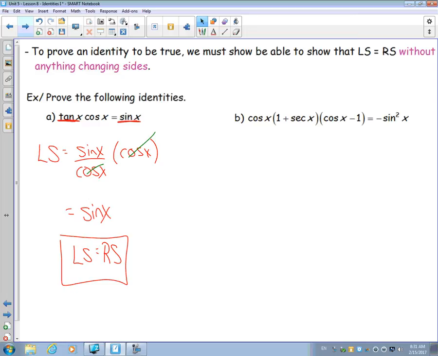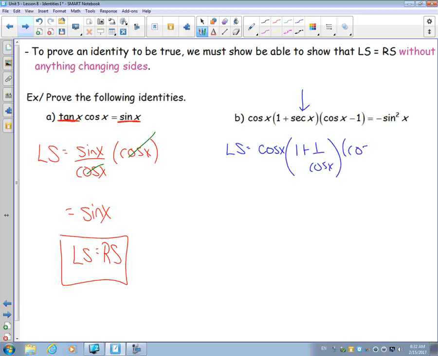I'll try one slightly more challenging. Last one here. So which is the more complicated side? Well, the left side. If I can, I want to get rid of reciprocals. So I look across here and I see there's this reciprocal right here. So let's fix that. 1 plus 1 over cos. That's what secant is. Okay, what can I do next?